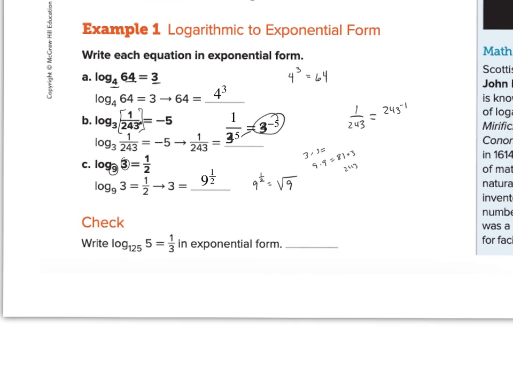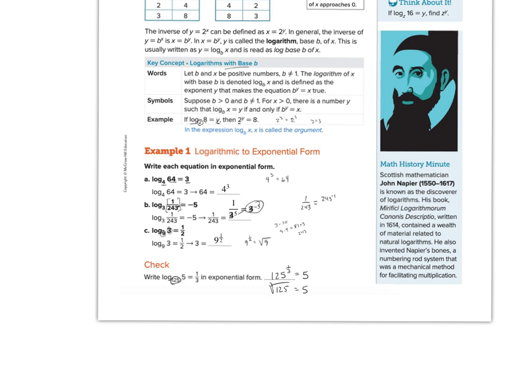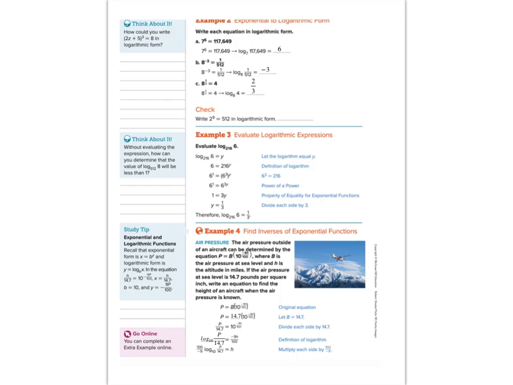Being able to rewrite this log, we have a base of 125, so we know that 125 raised to the 1/3 exponent is going to be equal to 5. And that's what they're asking us. Thinking about that too, the cube root of 125 is equal to 5. So just being able to reorder this using the math skills that we've already learned.